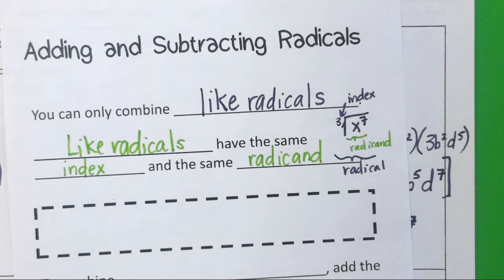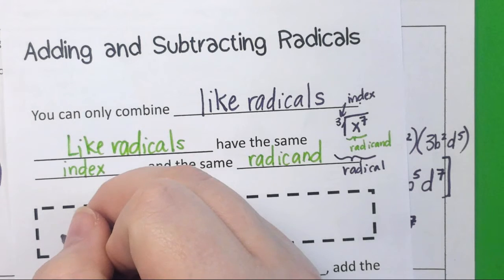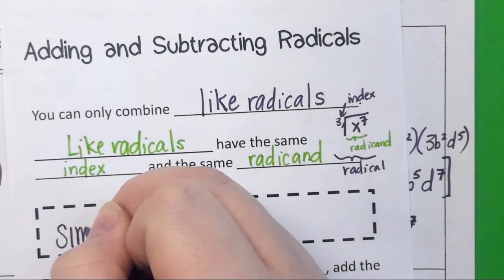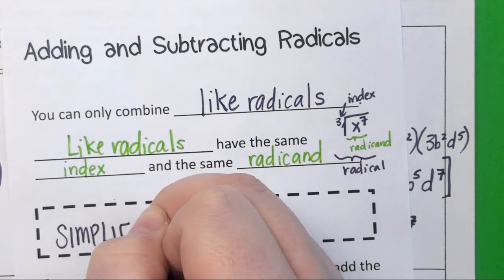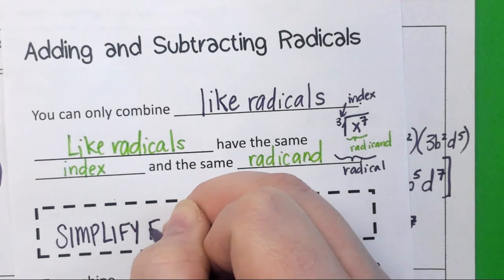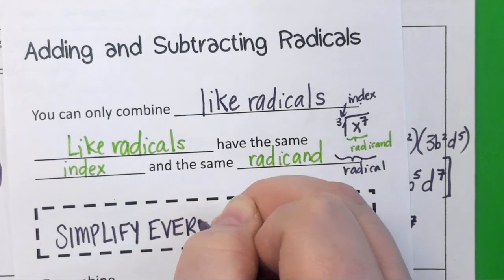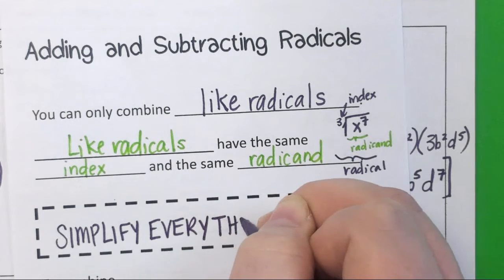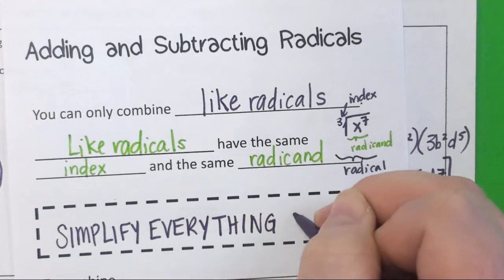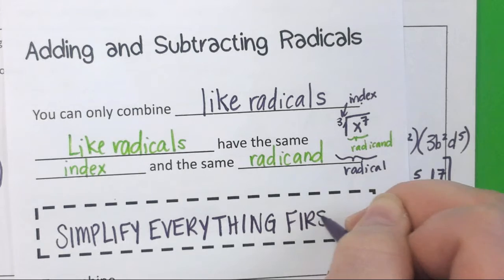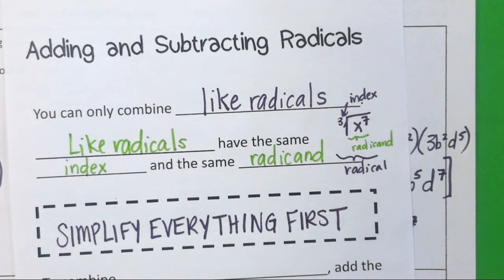The first thing we need to do before we start trying to decide who's like is simplify. We got to simplify everything first.